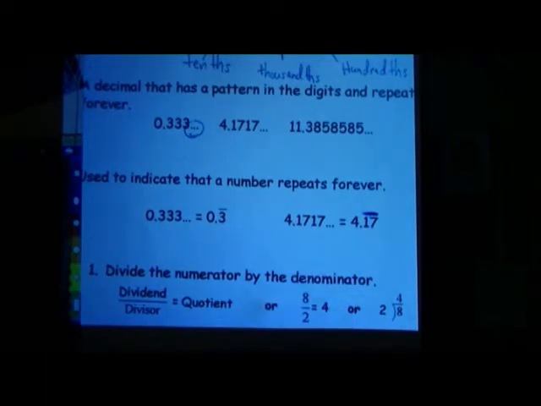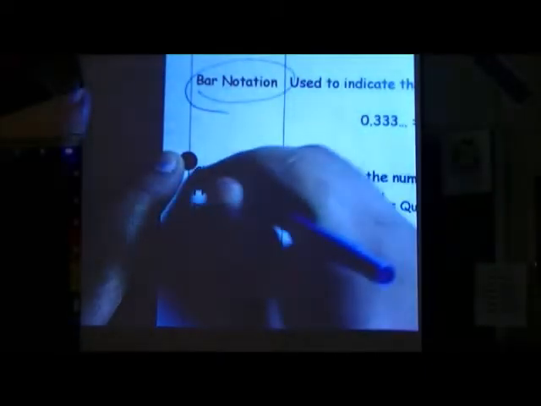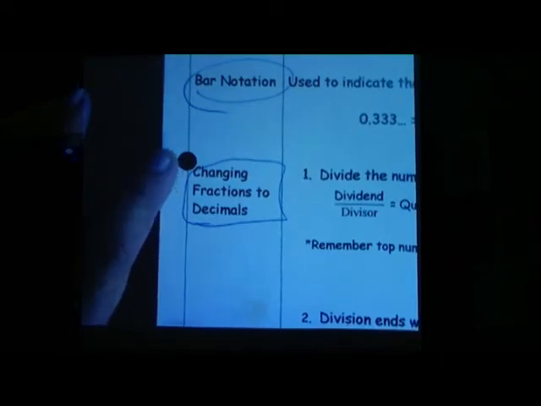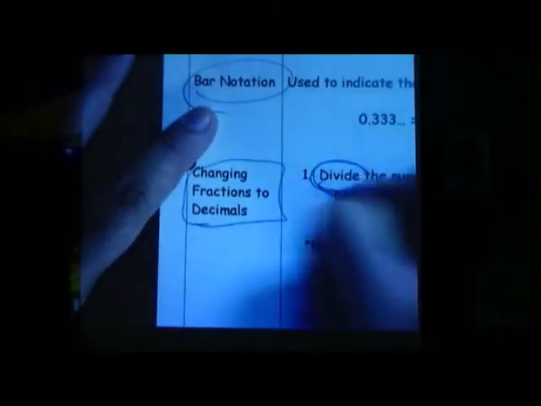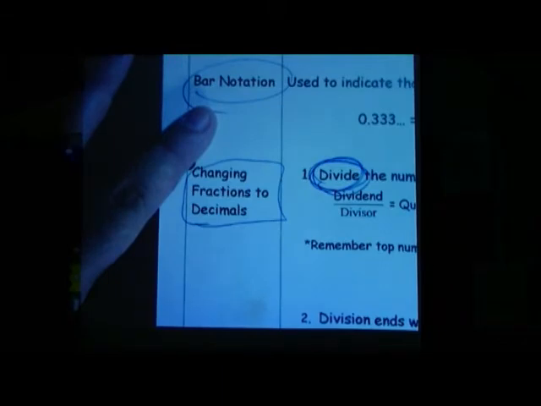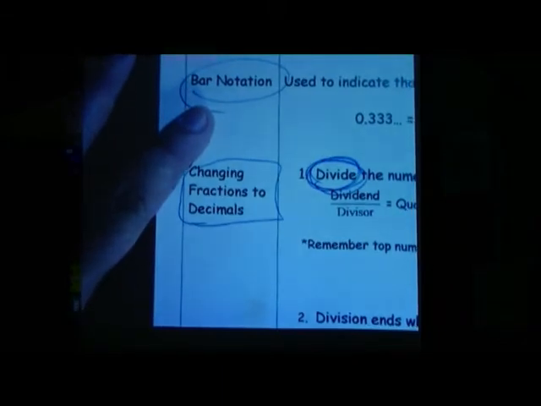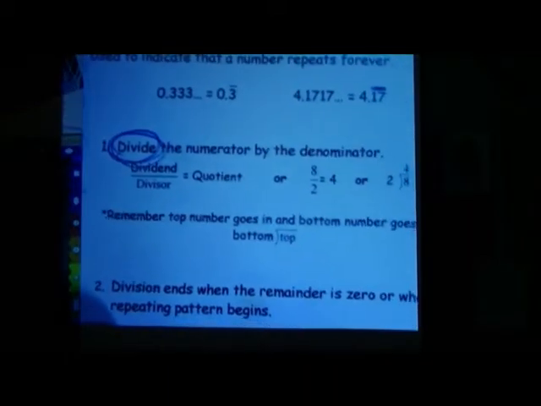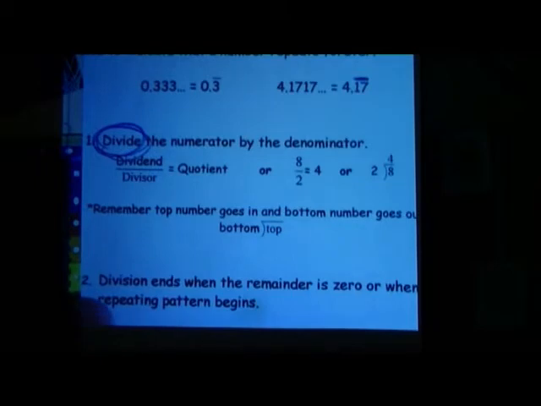Now, let's talk about how we change fractions to decimals. Here's what this lesson is about. Here's how we're going to do it, and we can do that in one easy word: divide. That's it. If you divide, you get your answer as a decimal. But how do you place your numbers? Well, we have to look at 3 other vocabulary words that you should know by now, because you're in 7th grade: dividend, divisor, and quotient.